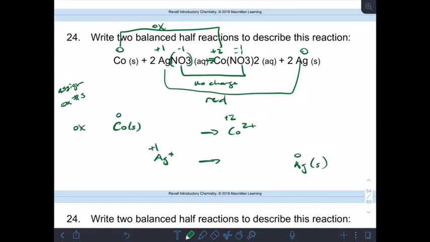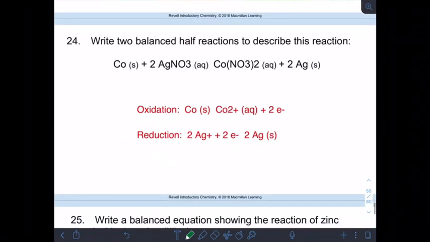So looking at my cobalt oxidation, I have a change of 2, so that means 2 electrons have moved. So the cobalt went from a 0 to a plus 2. That's a change of 2. 2 electrons, and I'm going to put those on the side with the more positive oxidation state. And looking at my reduction, which is the silver reaction, I have a change from plus 1 to a 0. So one electron has moved. So I'm going to put that on the side of the more positive oxidation state. Okay, and those are our two half reactions. And this one kept the twos in there, which was necessary to balance the equation completely, but the individual half reactions should be a one.